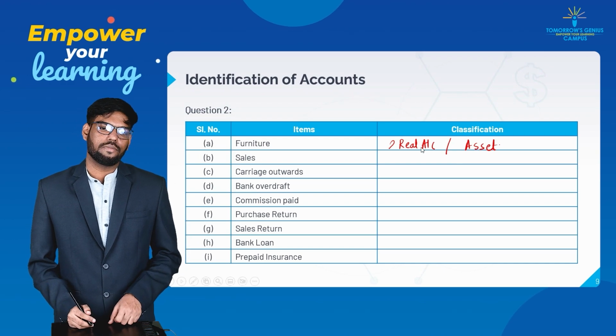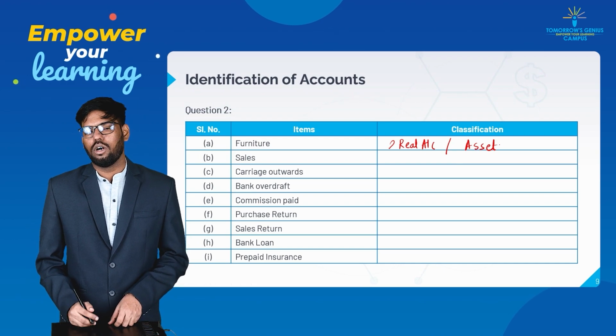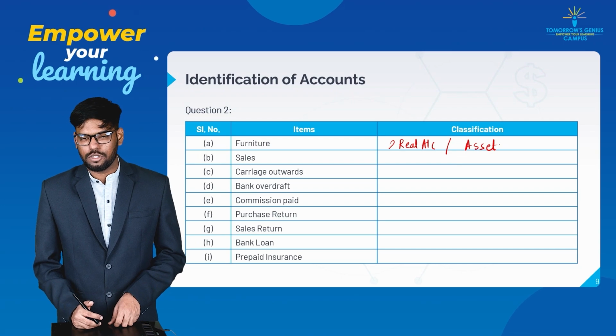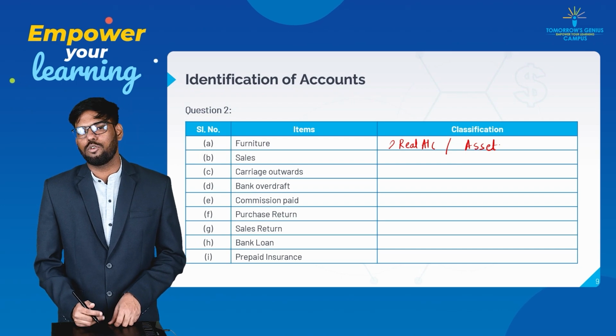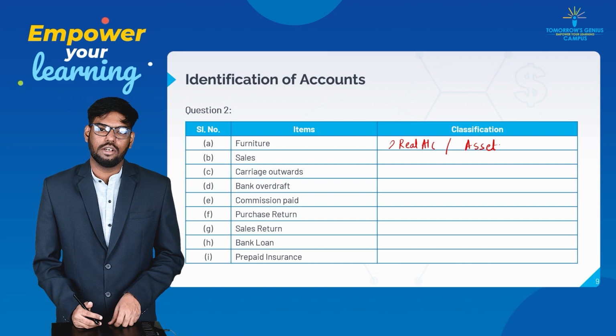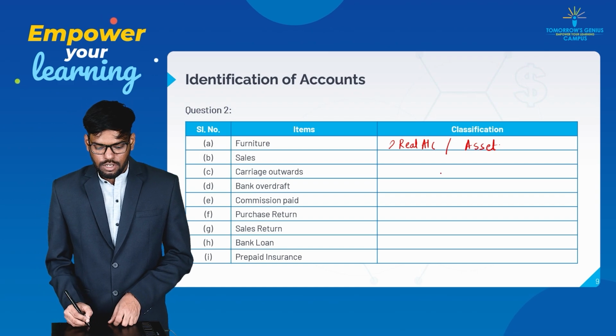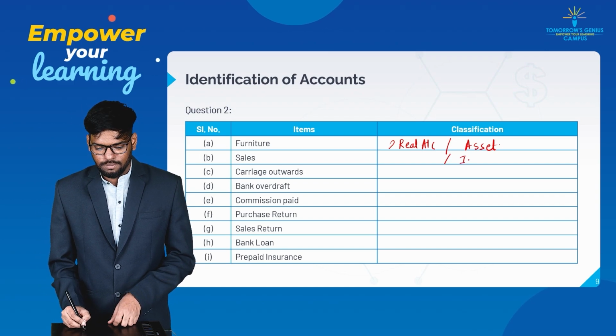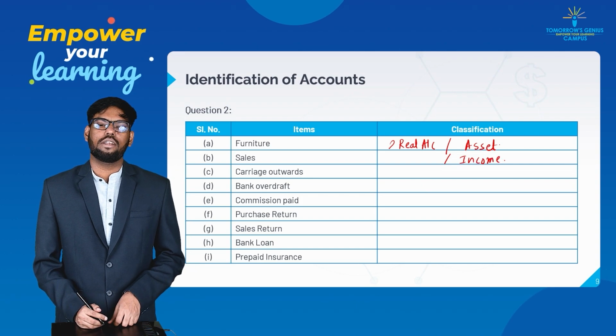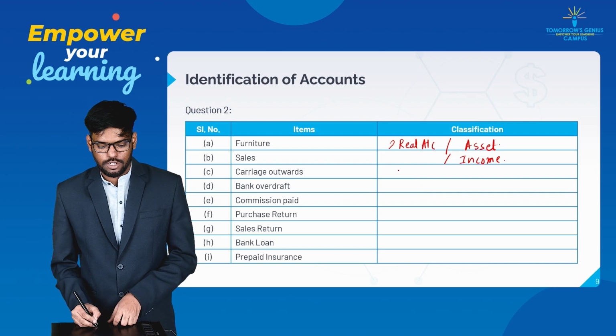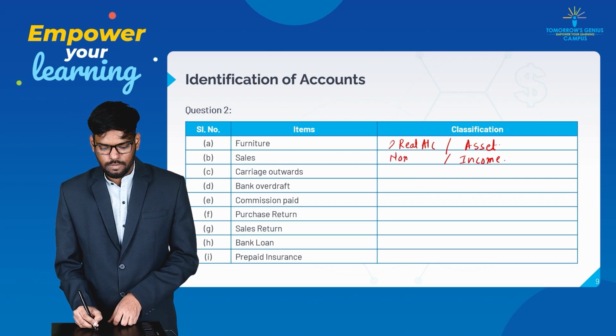Next is sales. When you do sales of any product of your business, or you provide services to anyone, you receive an amount, you generate revenue, right? So that is income for you, right? So it will be categorized as income, and income and expenses fall under the category of nominal account. So it's a nominal account as well, right?